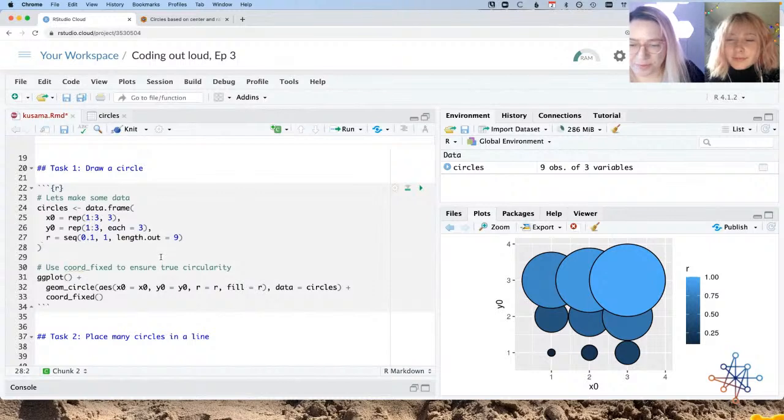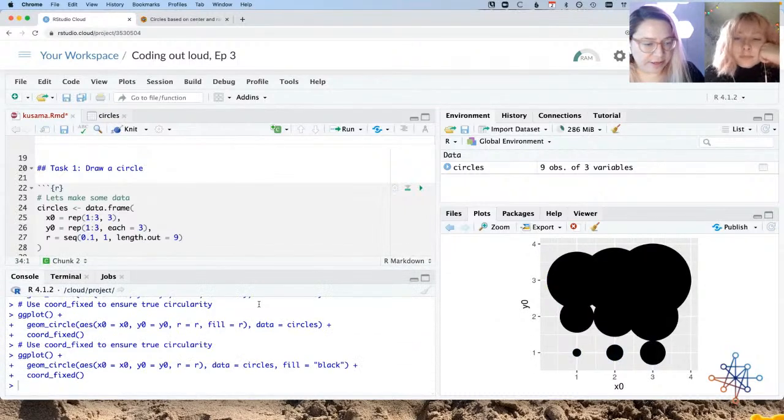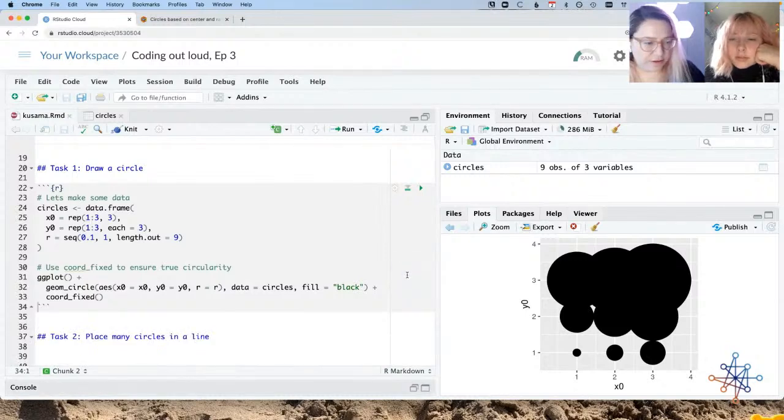We don't want this beautiful ggplot2 blue. We want our circles to be black. So let's do fill black. Okay, that gets rid of the blue. And let's maybe make one circle, what do you say? For the time being, let's draw a single circle.